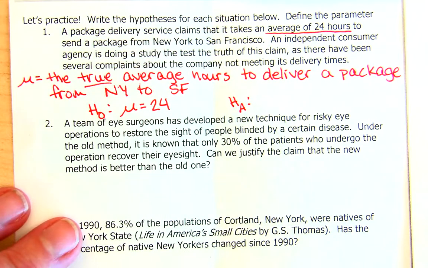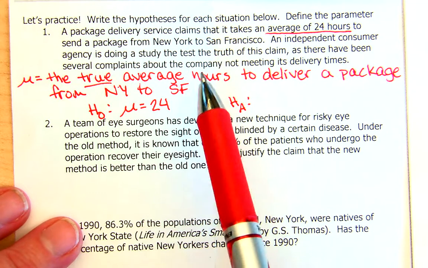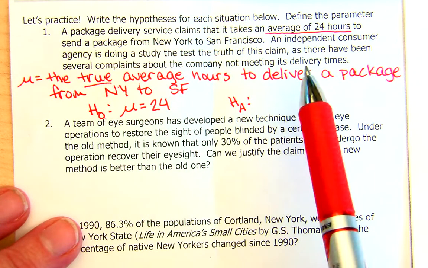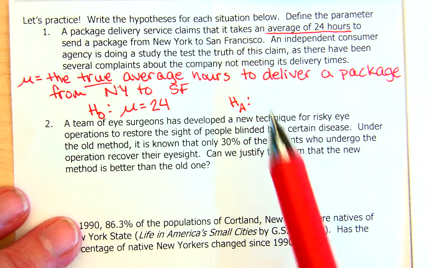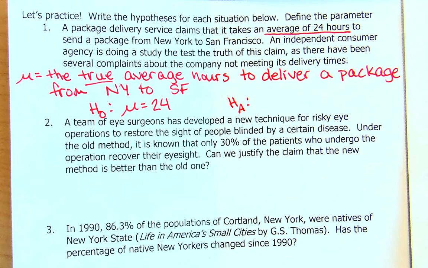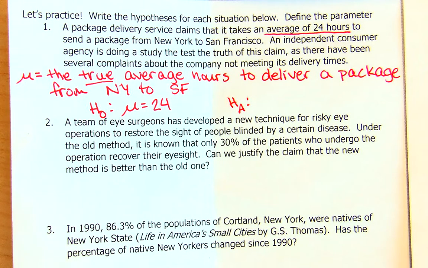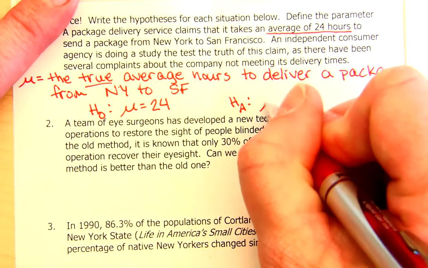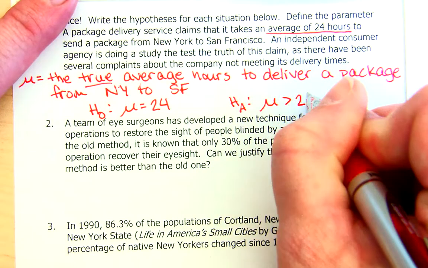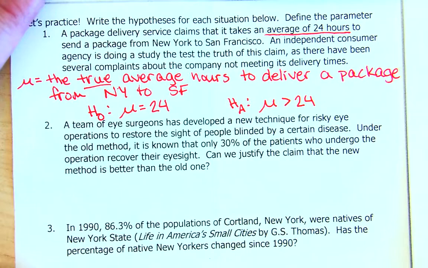Our alternative is, well, if that's not true, then what do we think is happening? They're saying that they're not meeting the delivery time. So does that mean it took longer or shorter time? Longer. That's when there's a problem, when it's longer. So we're testing to see, is it really longer than 24 hours?